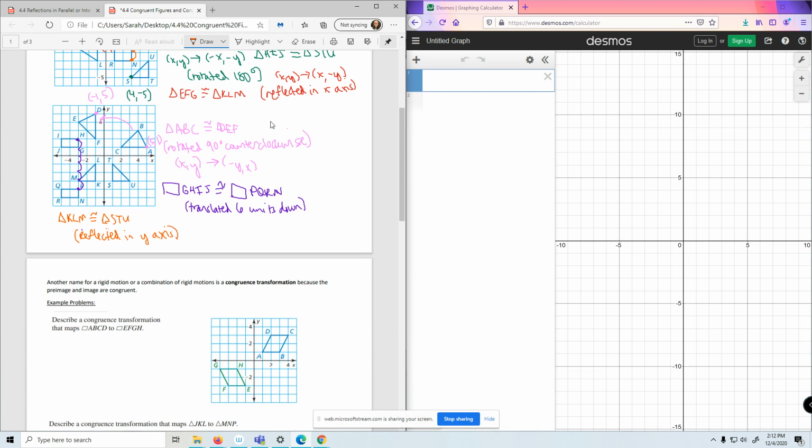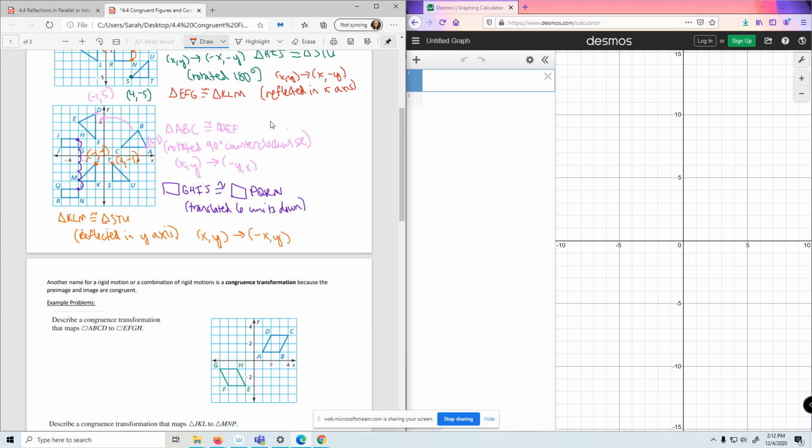If you want to refresh on the rule for that, (x, y) goes to (-x, y). So pick a point. L is at (-1, 1). T is at (1, 1). So our rule checks out. So again, we have 3 sets of congruent figures there.